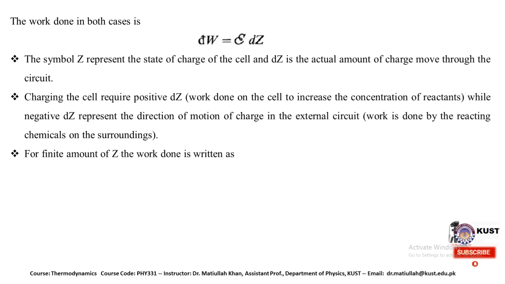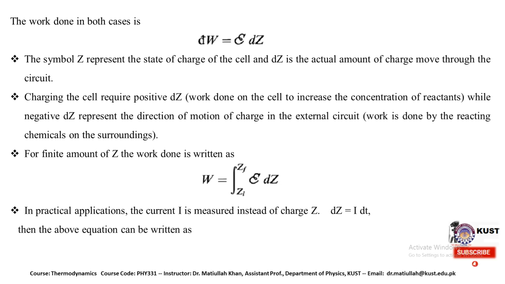So if we calculate the work done for a finite amount of z, if we want to find out this charging from initial to final states, then work done will be equal to the integral from zi to zf. Zi is the initial state of the battery and zf is the final state of the battery, epsilon dz. Epsilon is the electromotive force and dz is the infinitesimal amount of charge that is moved through the circuit.